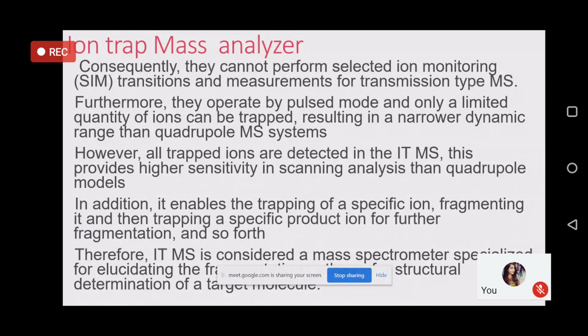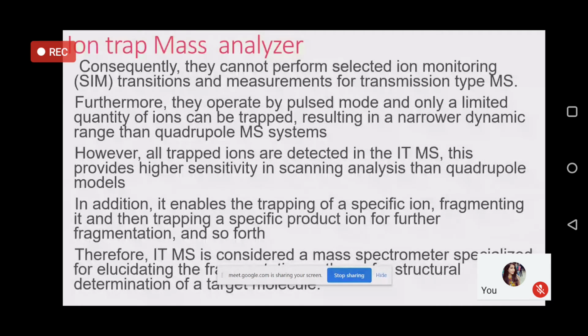So that is why it is said, as it says over there, furthermore, the operation is in pulse mode and only a limited quantity of ions can be trapped, resulting in a narrow dynamic range compared to the quadrupole mass system. However, all trapped ions are detected in the ion trap mass spectrometer. This provides higher sensitivity in scanning analysis than quadrupole models.